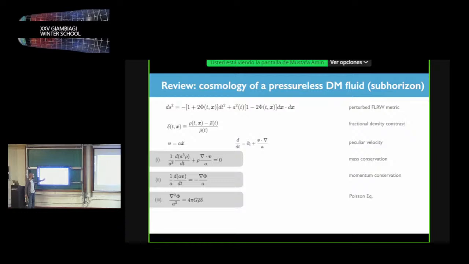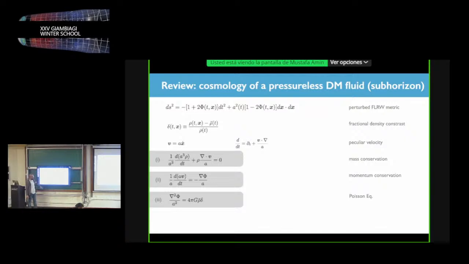In GR, you just move this to the other side. This is part of the geodesic equation. So you can also think of this as momentum conservation. This is mass conservation. And the third part is your Poisson equation. This is just gravity. How is the gravitational potential influenced by fluctuations in density?